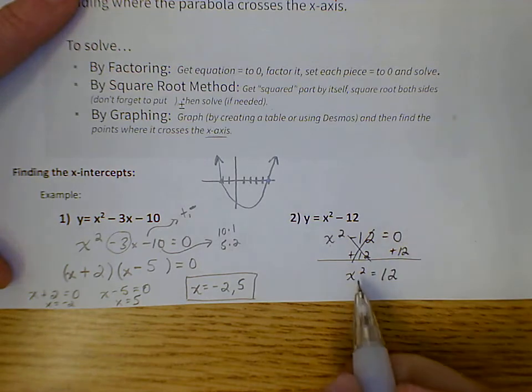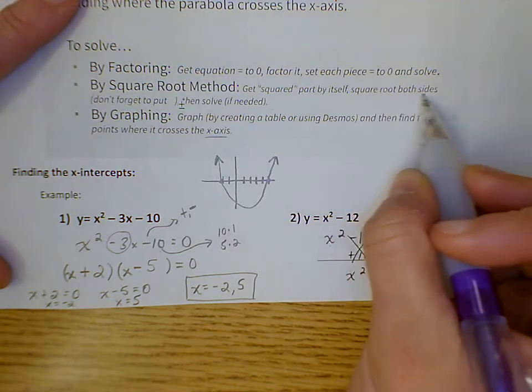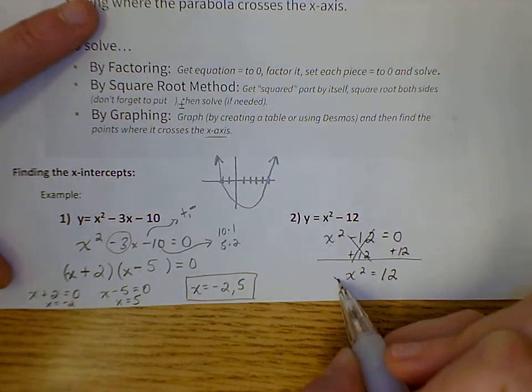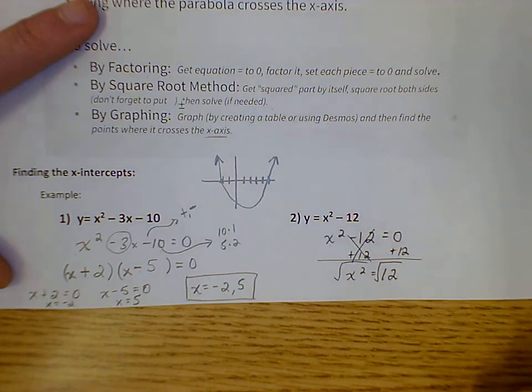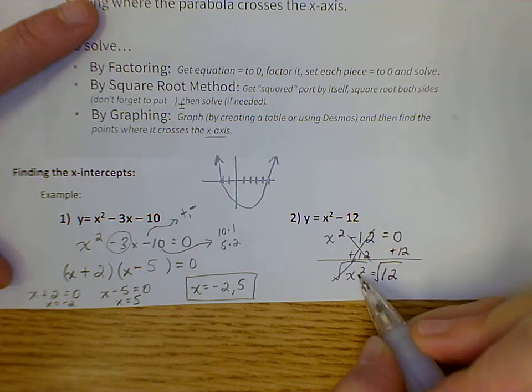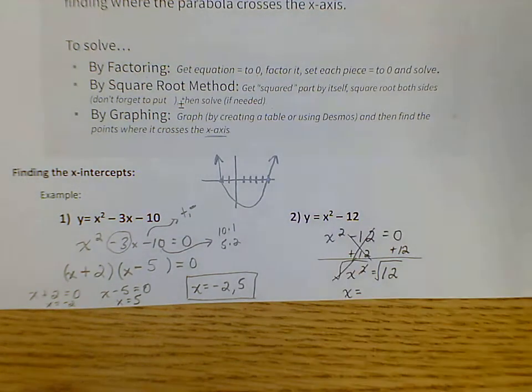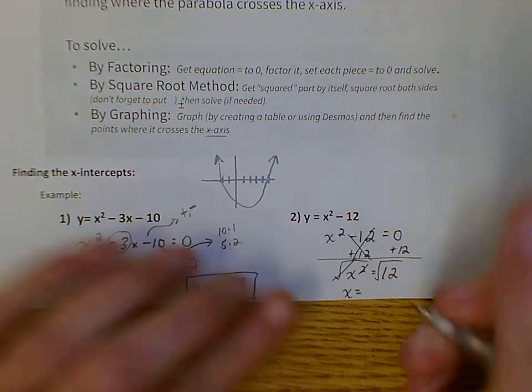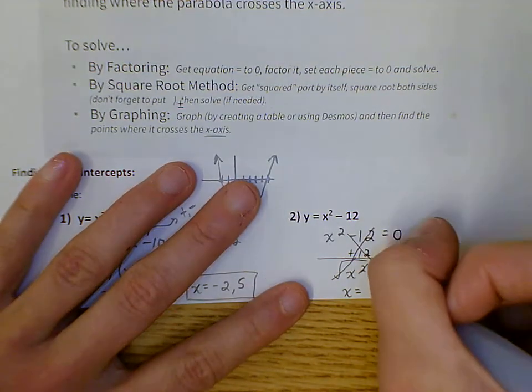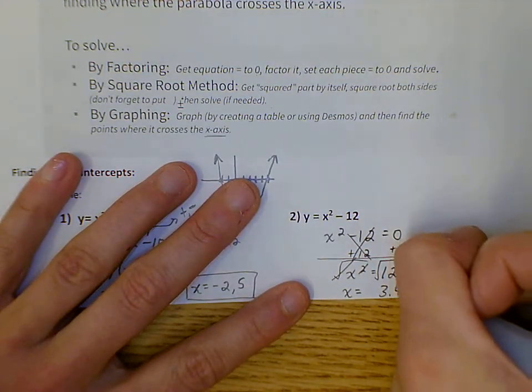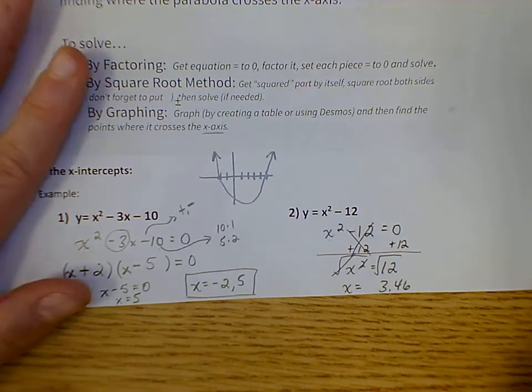So then once you get the squared part by itself, this is where you got to get rid of the square. So that's where you square root both sides of your equation. And when you do that, that gets rid of the squared part, and you're left with x equals whatever the square root of 12 is. So you can type that in because it'll be a decimal. So when you do that, and we'll round it to the nearest hundredth, you end up getting 3.46.